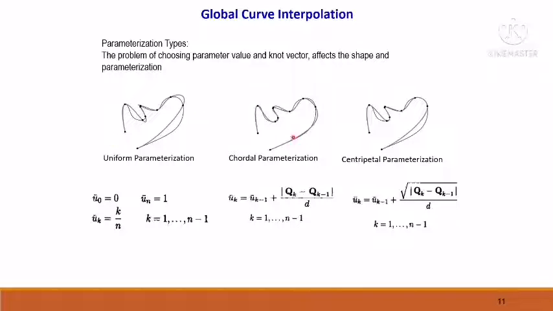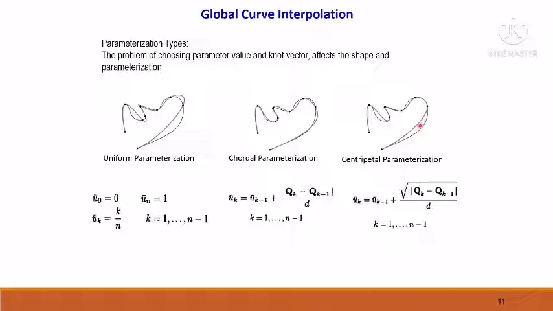The next one is chordal parameterization. Chordal parameterization is the most widely used method, and it is generally adequate. It also gives a good parameterization to the curve, in the sense that it approximates well. So there is very little error in the data over here. Even the curve fits almost perfectly in this.